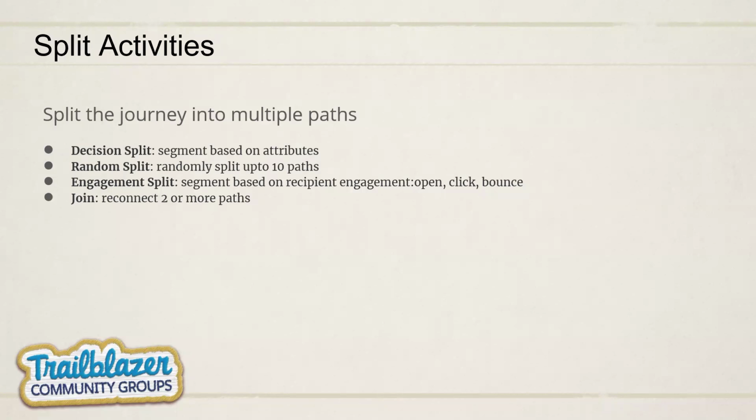Engagement split is used when we want to route the customers based on their engagement. If they have opened an email or not, based on that, if you want to route, we can use this engagement split. So after we have split these paths, and then at some point we have engaged them in different sets of activities and want to connect them back, we use the join activity.